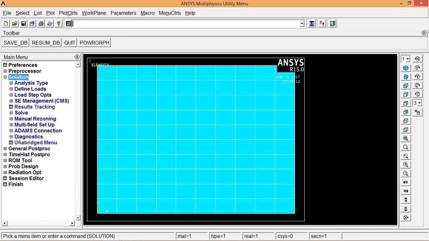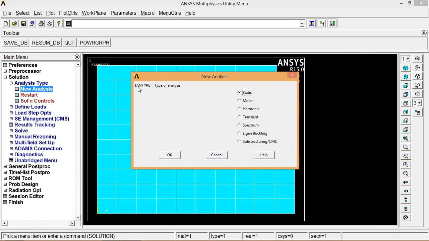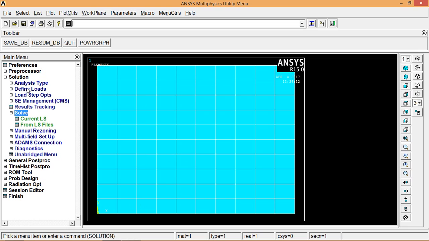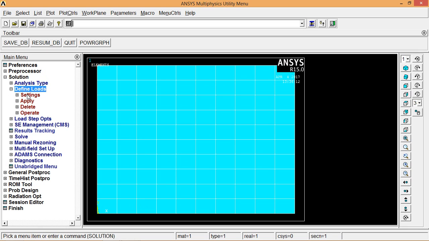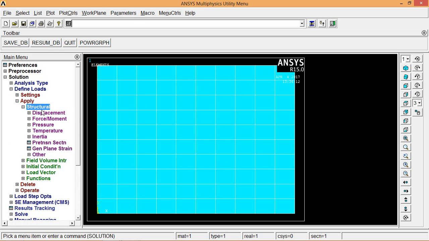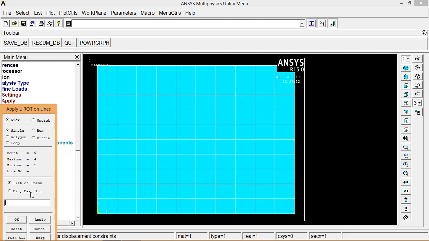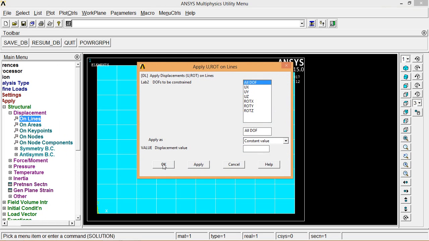Now solution time. Analysis, I was talking about static. Here it is. Now no need for solution controls. Directly go for, okay, so wait, defining loads, apply, structure, displacement. I'm doing for clamped conditions, means all sides are clamped, so I'm picking up all sides and restricting their degree of freedom.